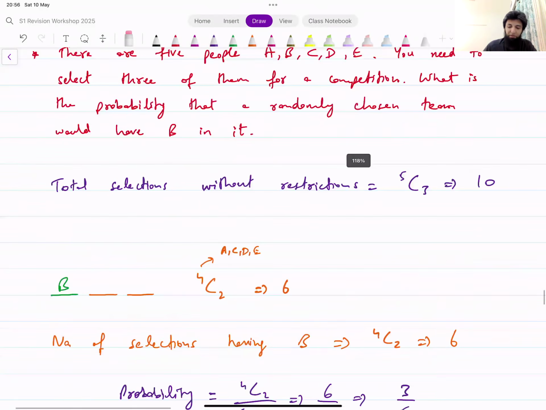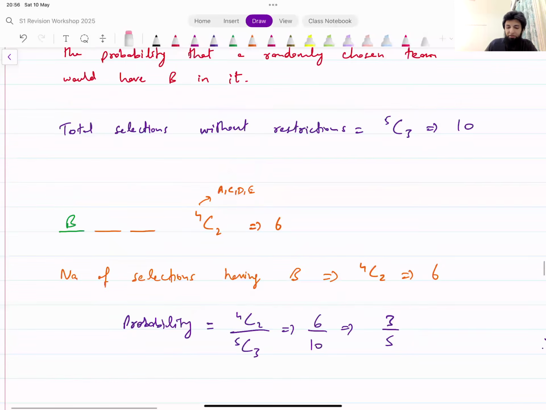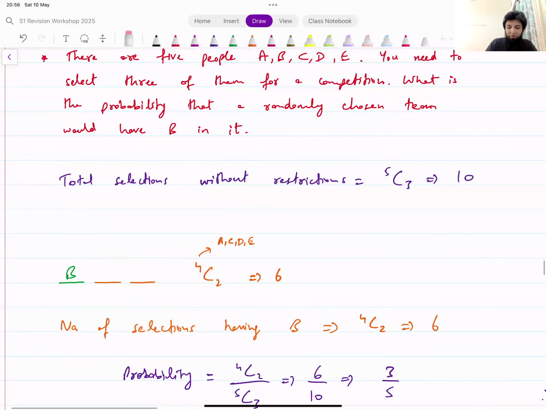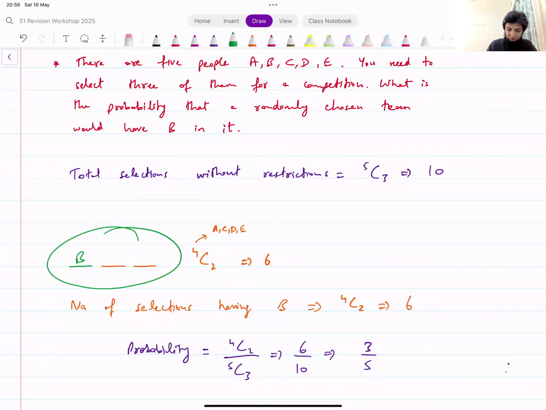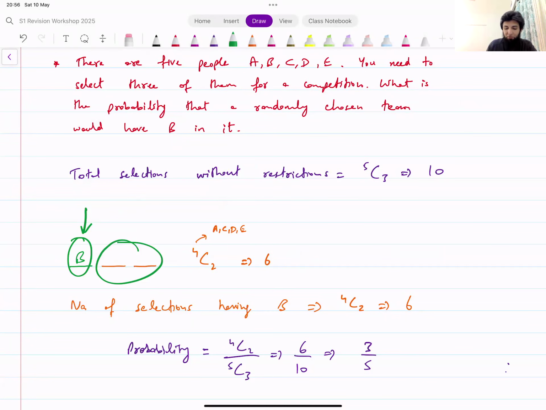If B must be selected, we can say there are 3 places in the team. 3 people have to be selected. If B has to be there, then 1 place is already occupied by B. How many options do we have for the remaining people now? We've got 4 people left. Out of those 4 people, we have to select 2. So that's 4C2. And that turns out to be 6. So the number of possible teams in which there is B, that is 6.